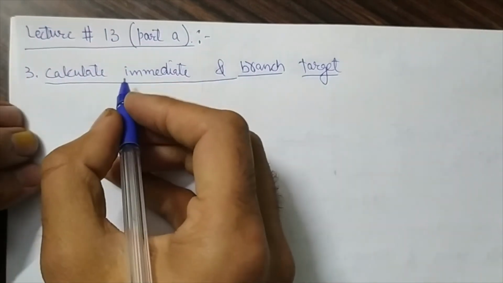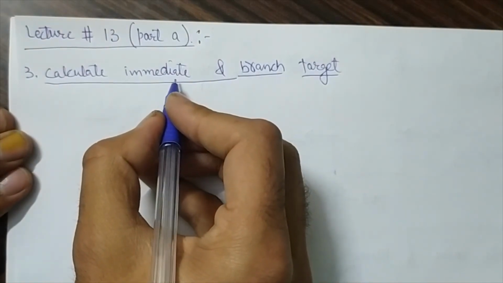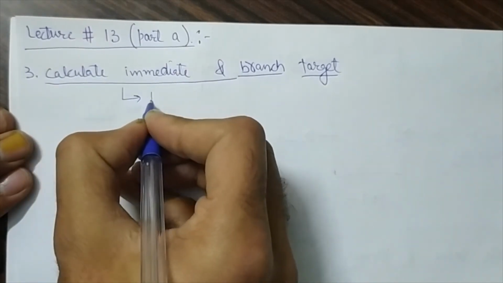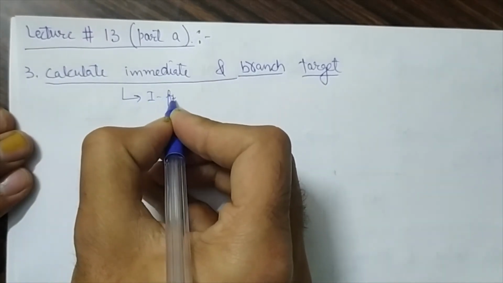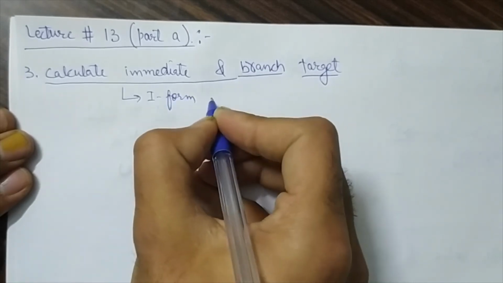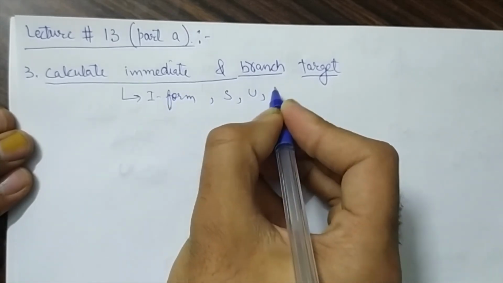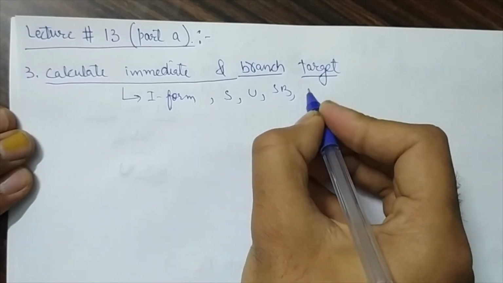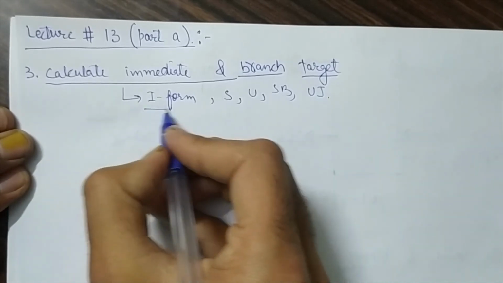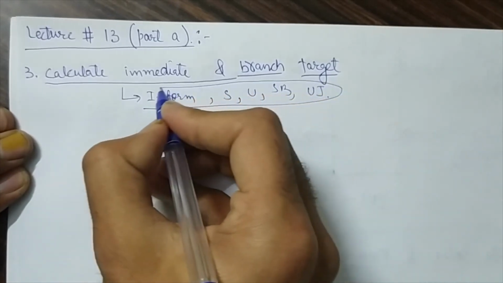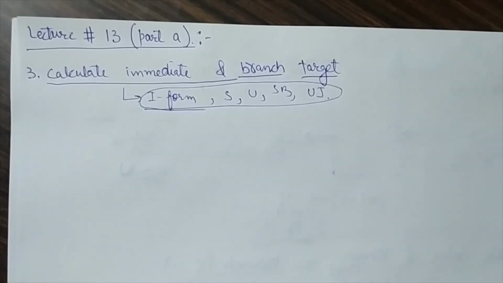So we know that immediate is there in I format, S format, U format, SB format, and UJ format instructions. In all these instructions, we have to calculate the immediate. Only R format instructions do not carry any immediate value.